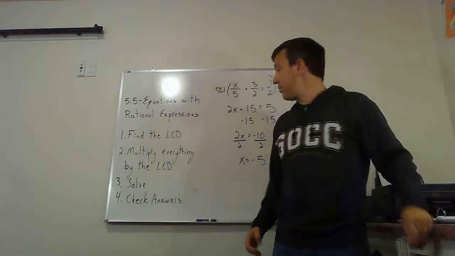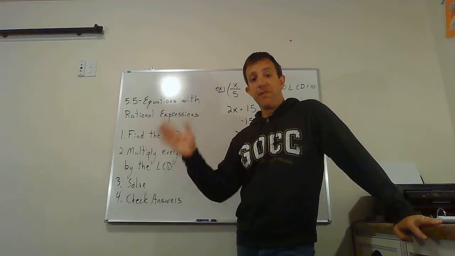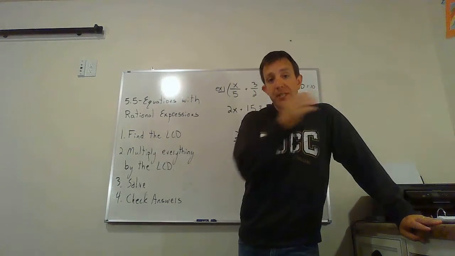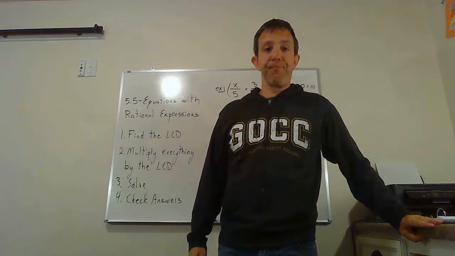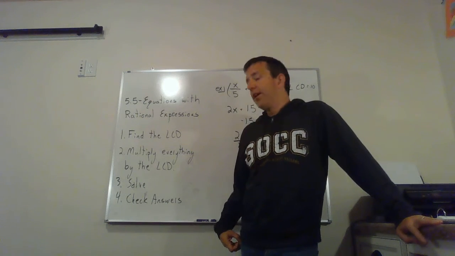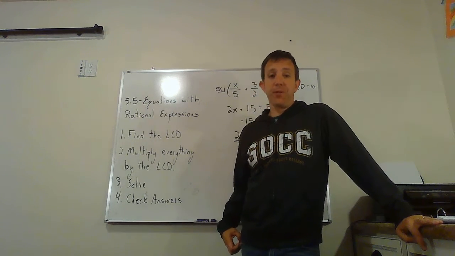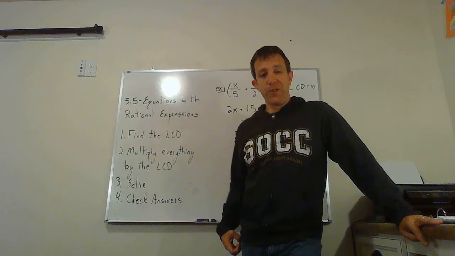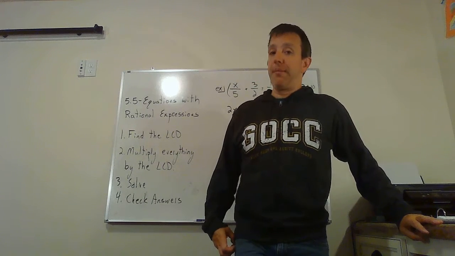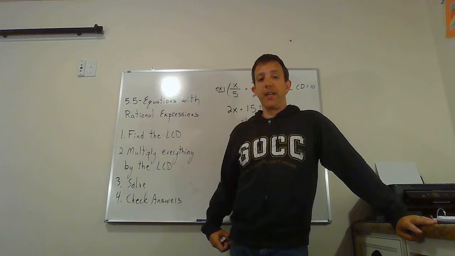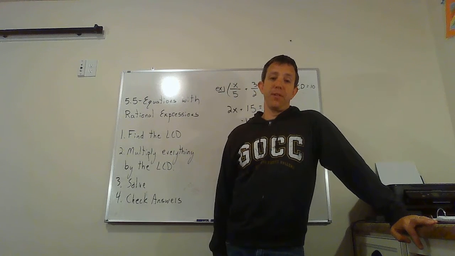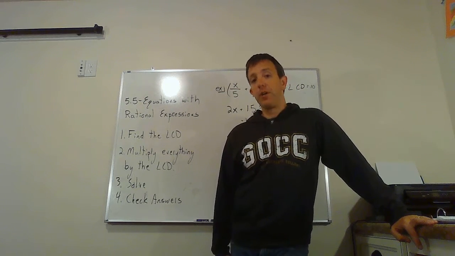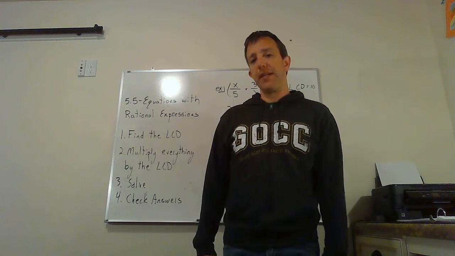Step 2, multiply everything by that least common denominator. Okay, so make sure that once you find it, you're going to multiply every single piece of the equation by that common denominator. Step 3, solve it. And then step 4, check your answers and make sure they actually work, because one unfortunate byproduct of multiplying by a common denominator, especially if that common denominator has letters in it, is that you may introduce an answer that doesn't actually work. And we're going to call that an extraneous solution, and we'll see that later.